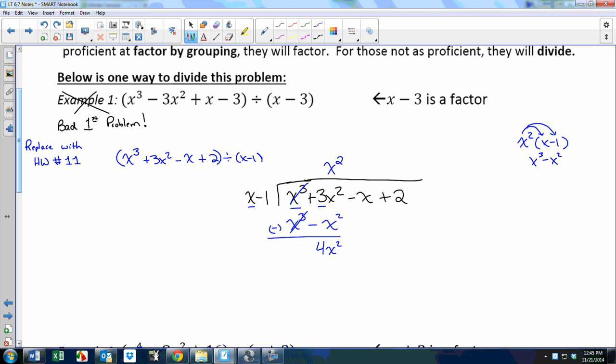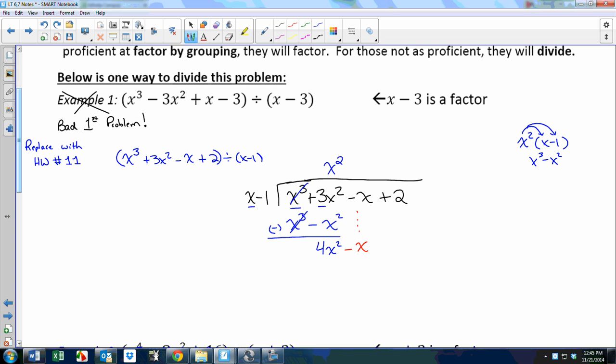Any questions over any of those steps? Because in long division, you bring down the next term, and you do it all over again. You do it again and again until you run out of terms. Right? So let's bring down the next term, minus x. And now I'm going to ask it the weird way. How many times does x minus 1 go into 4x squared minus x? Weird question, right?